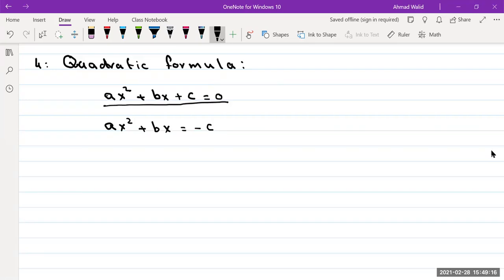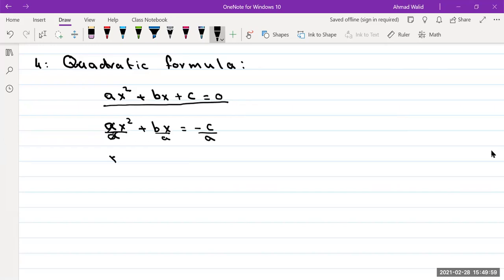Now I'll add half of b, squared, to both sides of the equation. I told you when you do completing the square, you take the coefficient of x, divide it by 2, square it, and add it to both sides of the equation. I'm sorry, even before this, one more step. Second step, you see the coefficient of x squared is not 1. Let me change it to 1 first, then I'll add. I'll divide everything by a to change the coefficient of x squared to 1.